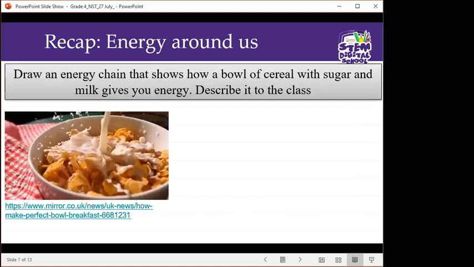Then we have another question. Draw an energy chain that shows a bowl of cereal with sugar and milk, which gives you energy. Describe it to the class. So you can just quickly draw an energy chain on your books or wherever, with regards to milk, sugar, and the cereal, and then you raise your hand and describe it to the class. Okay, Menendle.